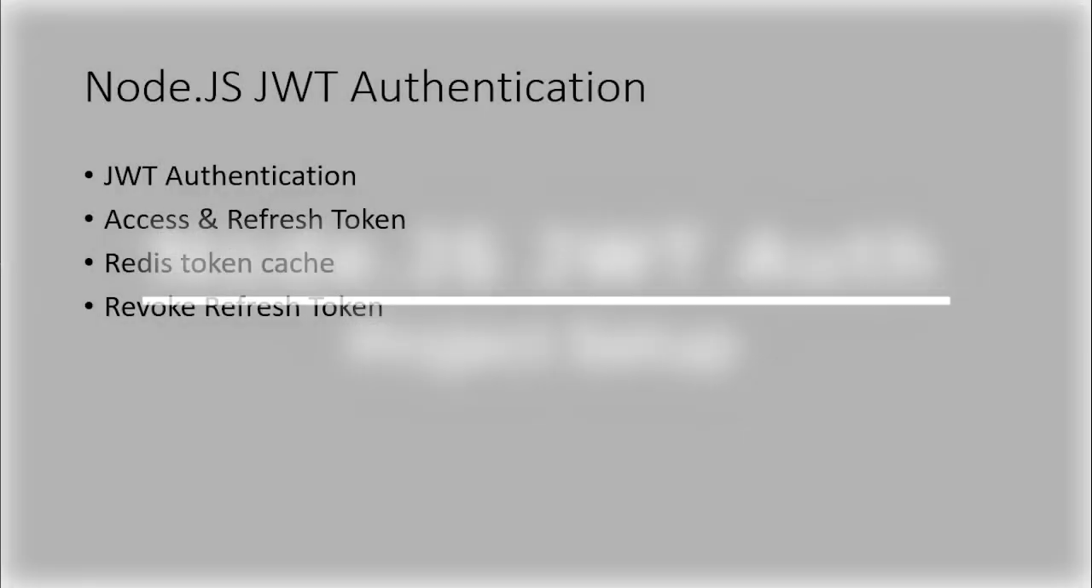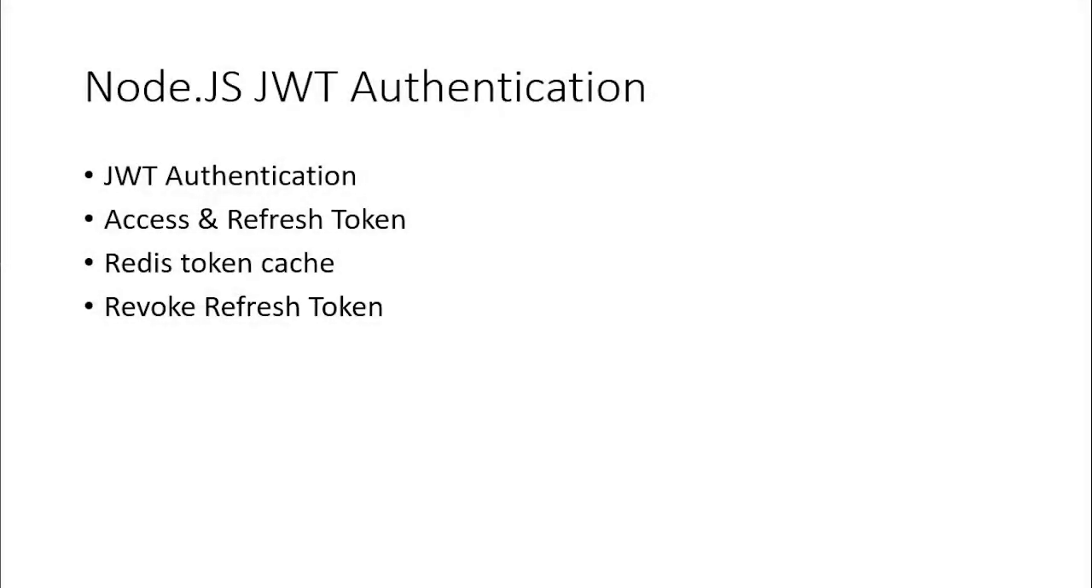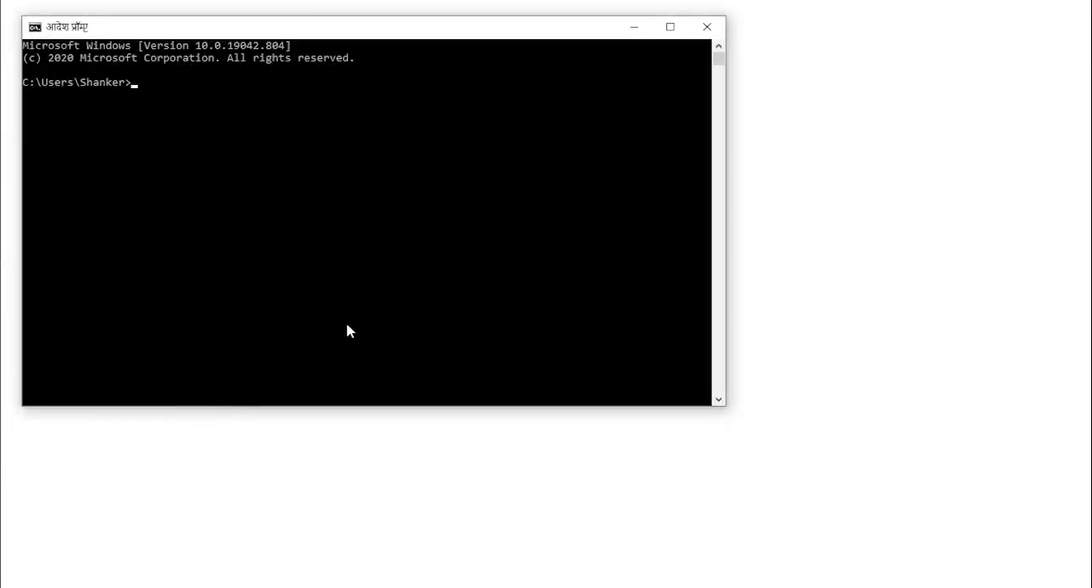First, I will create a folder where I can create my project. So I will open my terminal, which is command line here. And here I will go to my E drive and then go to demo folder. And here I will create a new folder. And folder name will be JWT-auth-node.js. So that's our folder.